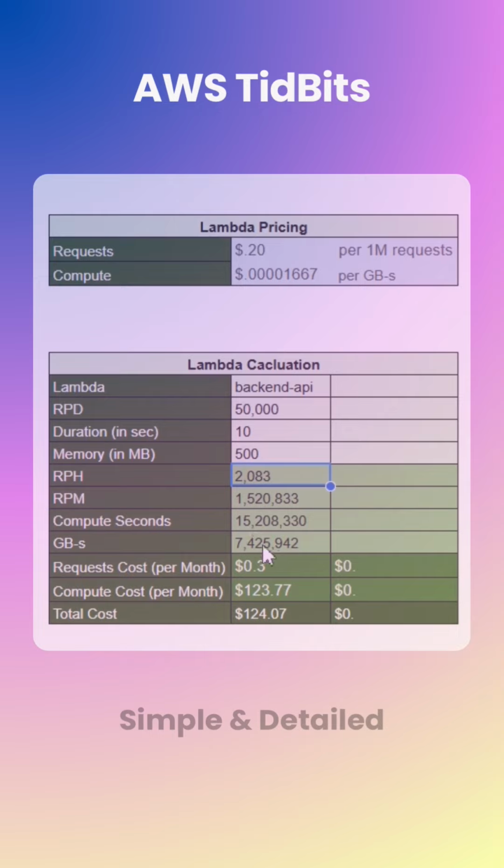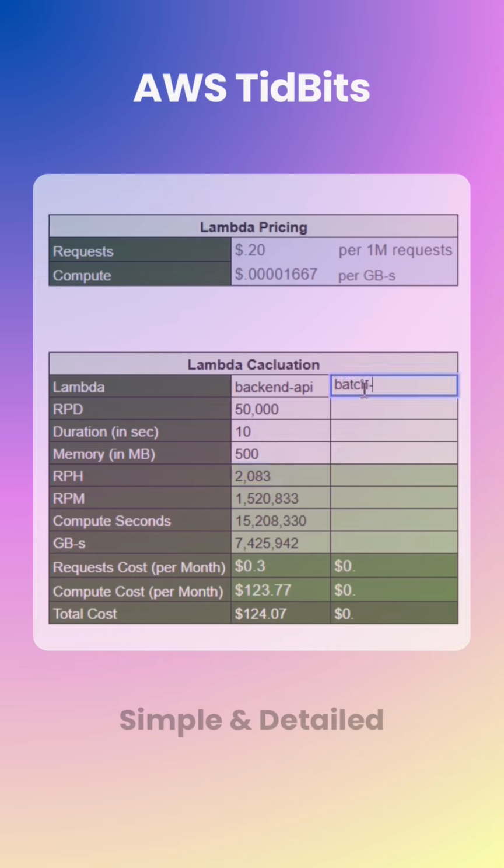GB seconds is the compute seconds in a month multiplied by the memory used by the Lambda. In this case, we have about 15 million compute seconds and the memory used is about half a GB. So that amounts to 7.5 million GB seconds. Once we have the GB seconds, we can calculate the second component of the Lambda pricing, which amounts to $123. Now adding the two, we get about $124.